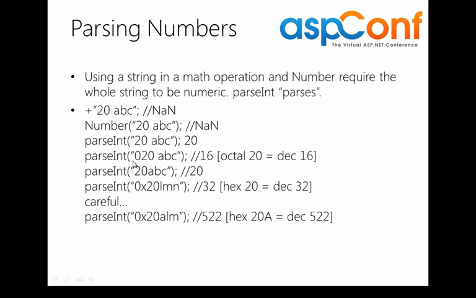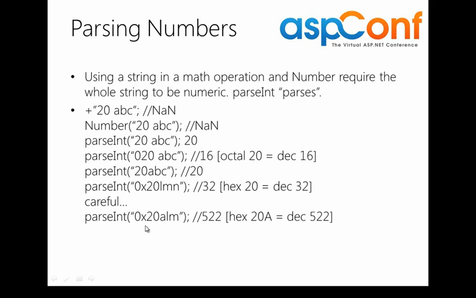Similarly, the same radix rules apply here. So if you do parseInt("020 ABC"), you actually get 16, because octal 20 is 16. If you do parseInt("20ABC") without a space, you still get 20. If you do parseInt("0x20LMN"), that parses the hex 20, and then because L is not part of a hex number, it just takes the first part, so it does 0x20 and returns 32.